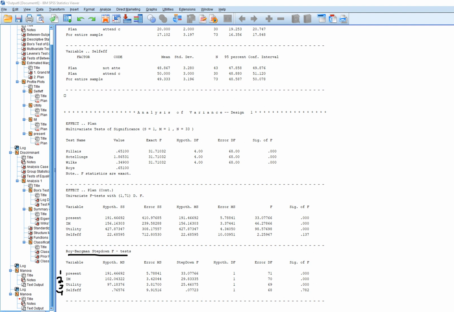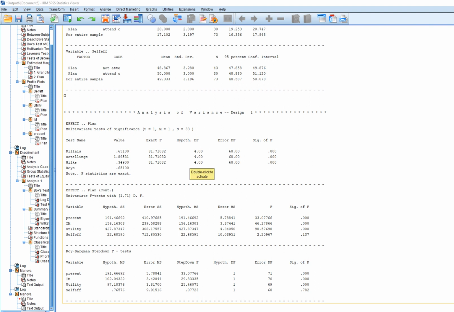You can see that the difference between groups on present orientation was significant. The difference between groups on intrinsic motivation after controlling for present orientation was significant. The difference between groups on perceived utility, controlling for the previous two DVs, is significant, but self-efficacy is not statistically significant. So this is an option as a follow-up test.